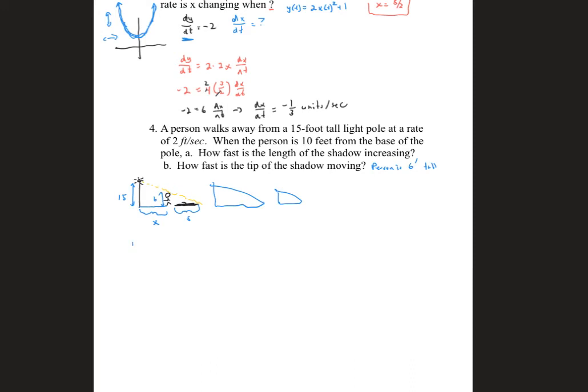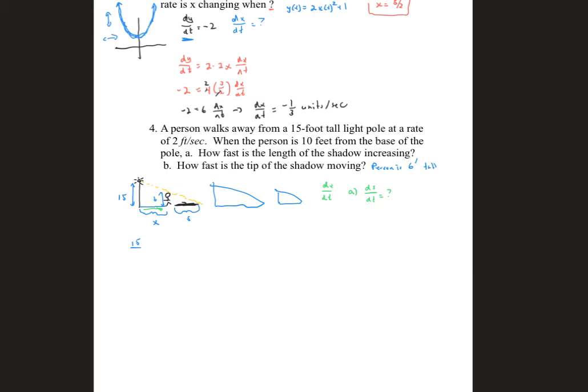So we can say that 15... I forgot one more thing we should say. We know that the person is moving away from the light pole at 2 feet per second, and we can now call that dx/dt. And in part A, what we're trying to find is how fast the length of the shadow is increasing. So we are looking for ds/dt. That is what we're trying to find.